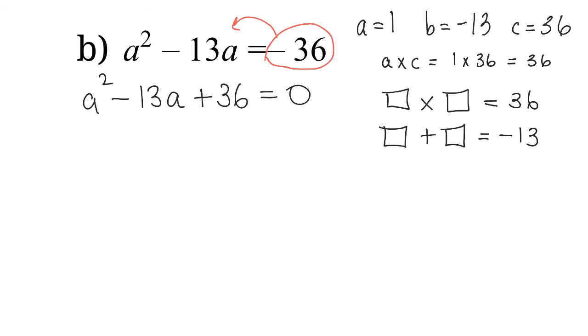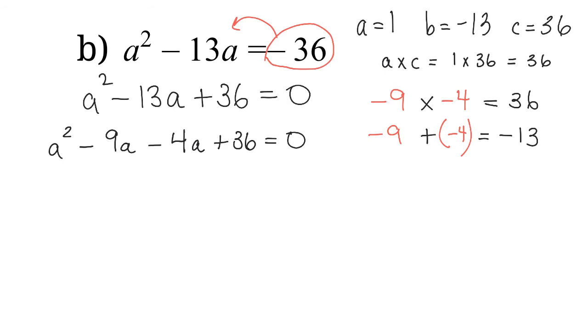So let's do some quick mental math. The numbers that are going to work are negative 9 and negative 4. Negative 9 times negative 4 is positive 36. And negative 9 plus negative 4 is negative 13. So our 2 magic numbers that we're going to insert back into our quadratic equation are negative 9 and negative 4. So I've gone ahead and inserted my 2 numbers into my equation.